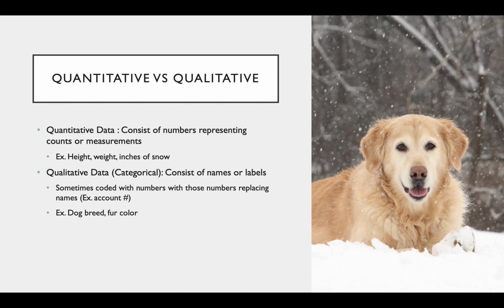Now, qualitative data, these are categorical. And these consist of names or labels. And sometimes they're coded with numbers if the numbers are replacing names. That's like an account number. The account number is just replacing your name, so that would still be qualitative, even though it's a number. Jersey number would also be the same. It's just replacing a name. It's identifying you as a number. So some qualitative data in this picture would be the dog breed and fur color. So that is quantitative versus qualitative.